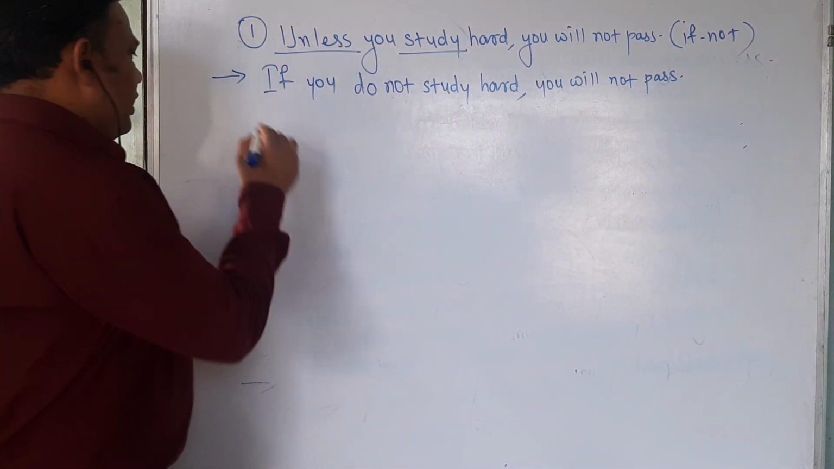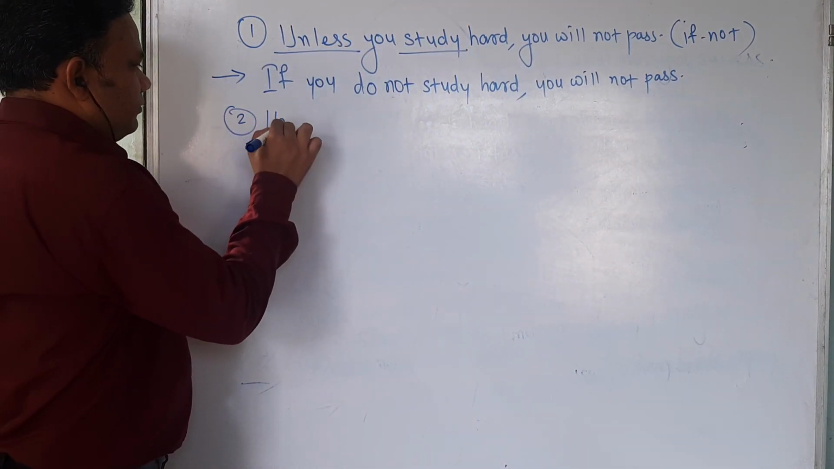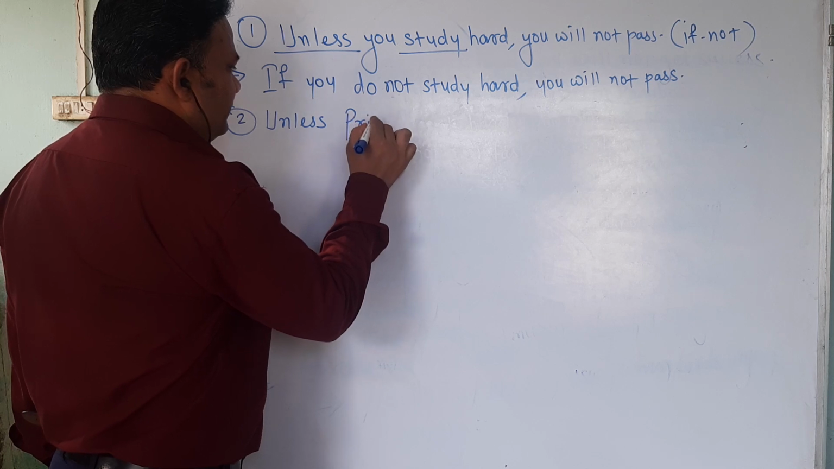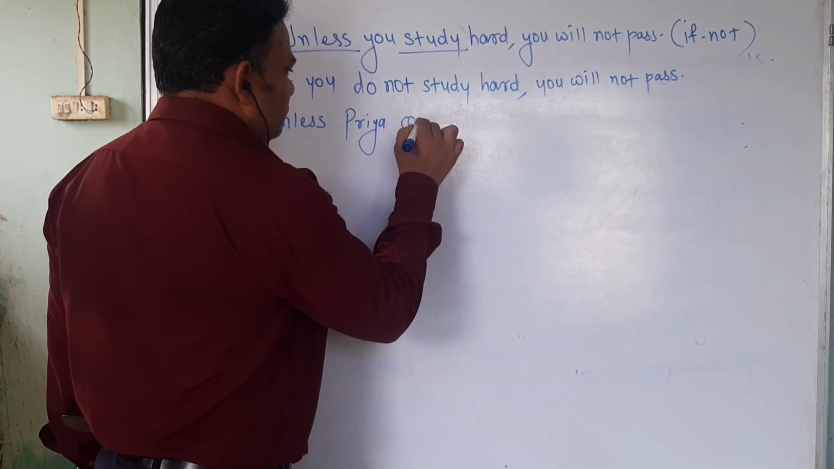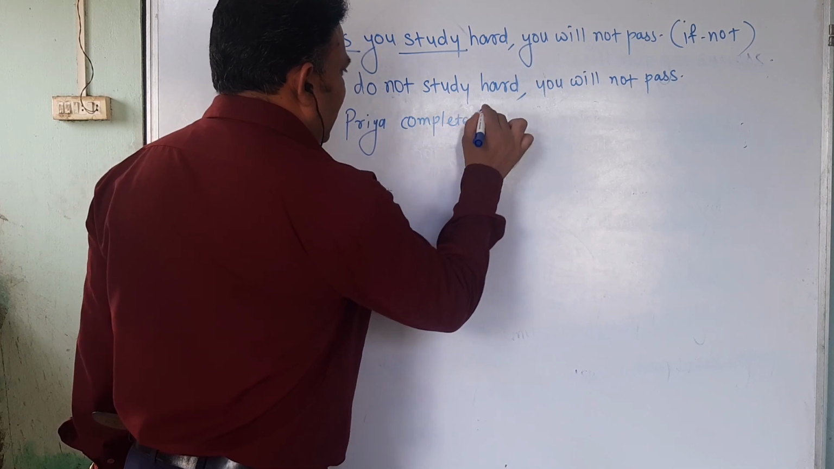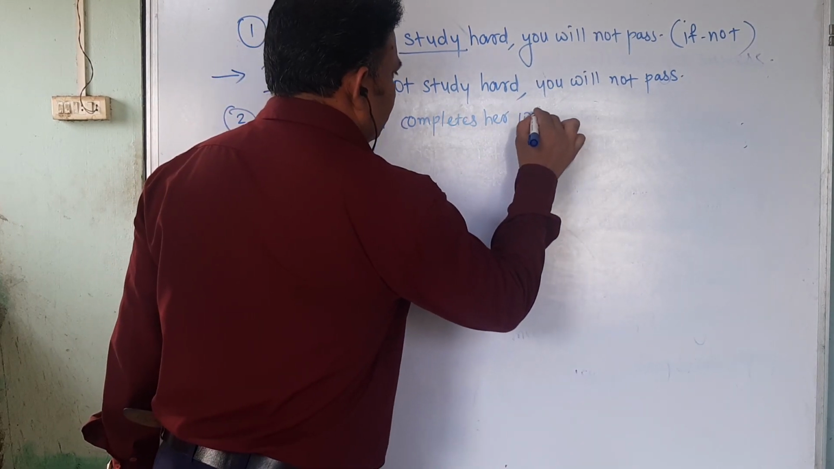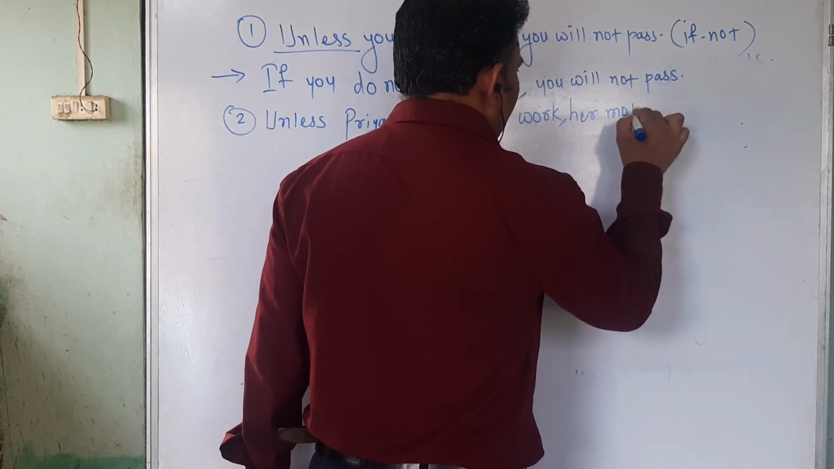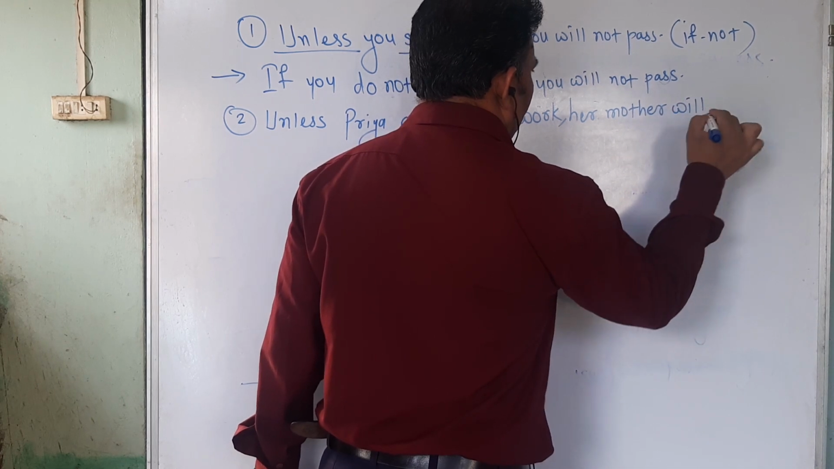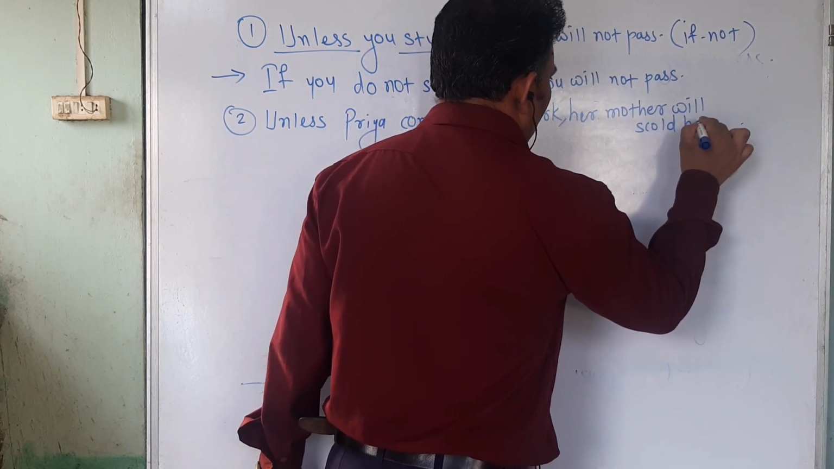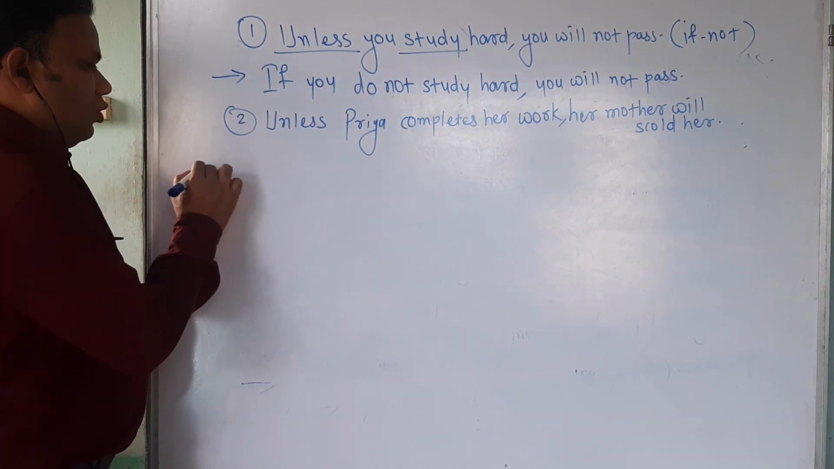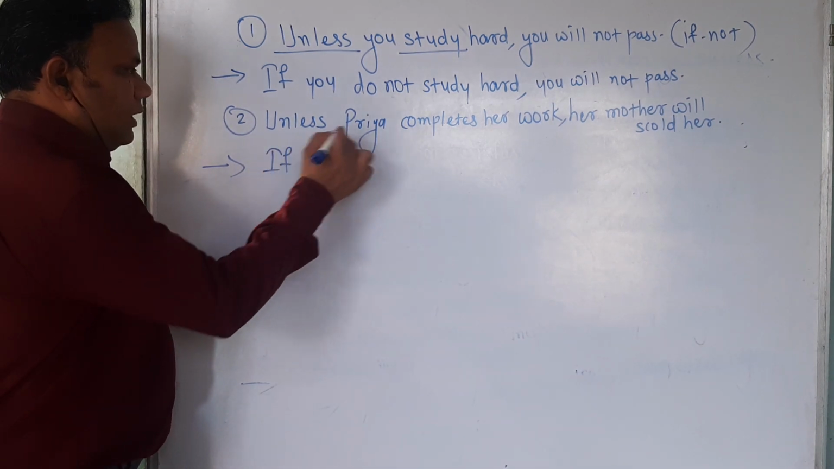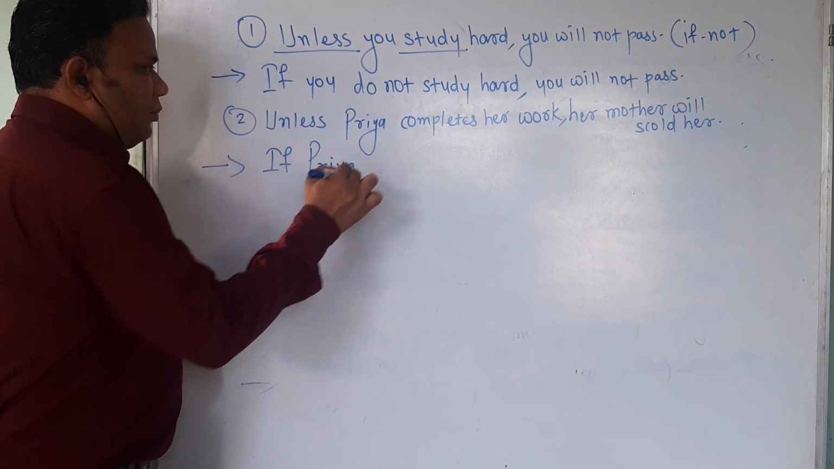Now see here, one more sentence. Unless Priya completes her work, her mother will scold her. So, unless we have to replace with if, then the subject, if Priya.